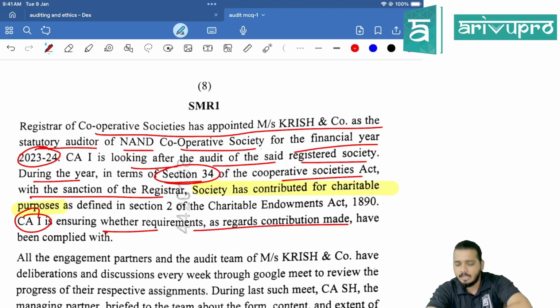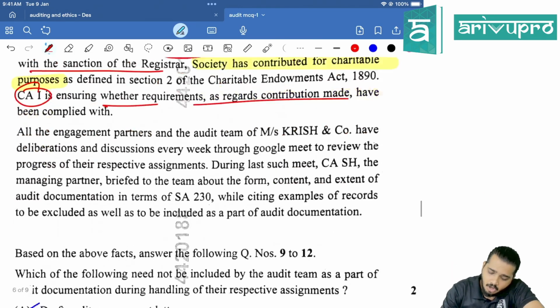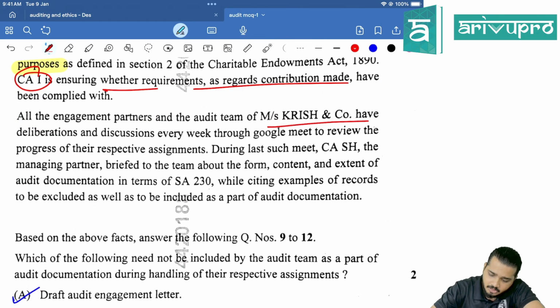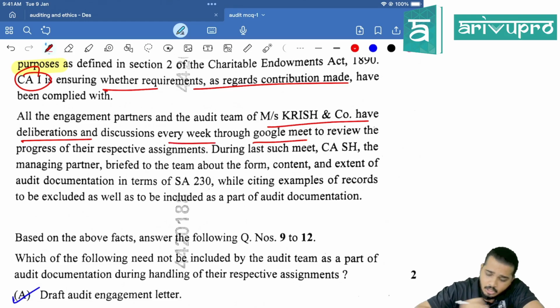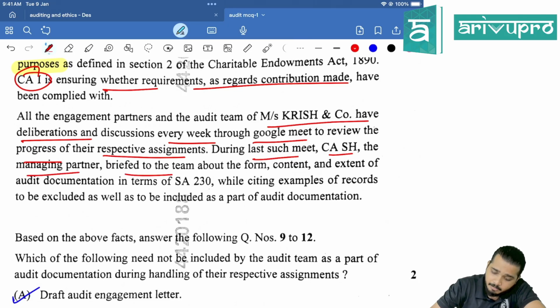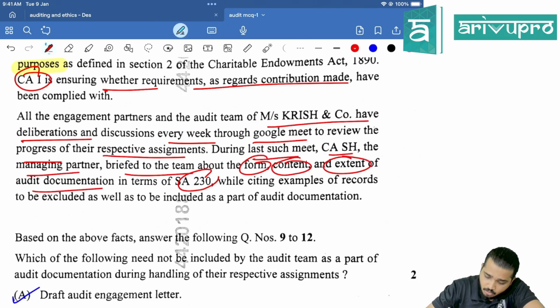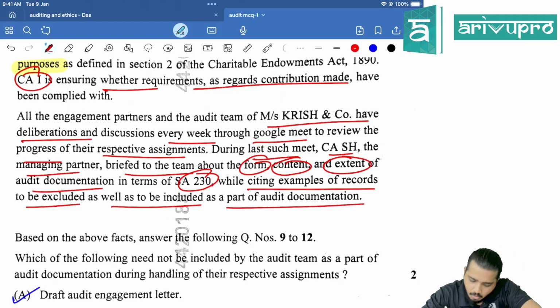Not exceeding 10%. Right. Next, all the engagement partners and the audit team of Mrs. Christian Co. have deliberations and discussions every week through Google Meet. Very good. Yes. To review the progress of their respective assignments. During the last such meet, CASH, the managing partner, briefed the team about the form, content and extent of documentation, SA 230, while citing examples of records to be excluded as well as to be included as a part of audit documentation. Okay, now what do you want, sir?